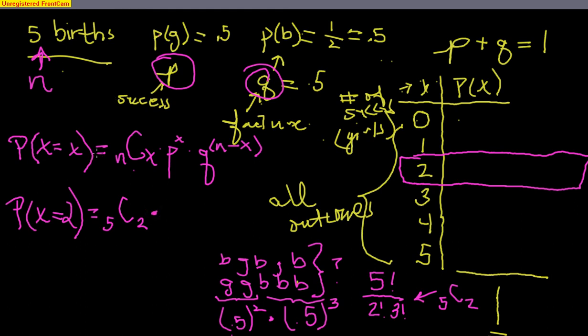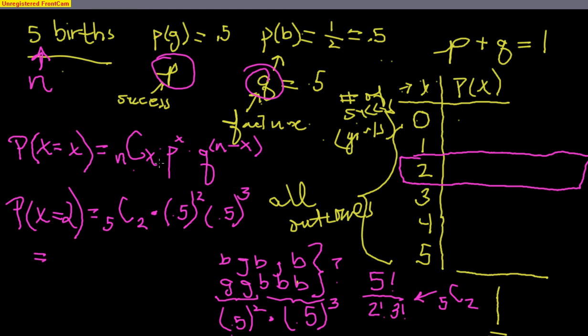Times the probability p, where p is just your probability of having a girl. That's that 0.5, and it's to the power of 2 because we're having 2 girls. And then it's 0.5 to the power of 3 because that's your 3 boys. And there you go. That's the binomial probability formula. It looks complicated, but it really is just those probabilities that we learned in class.